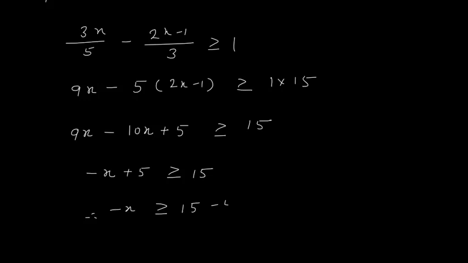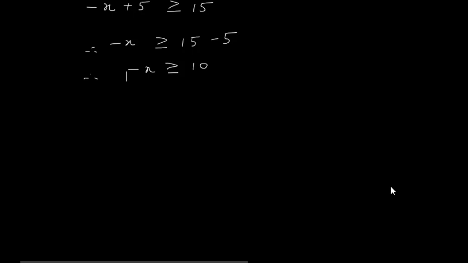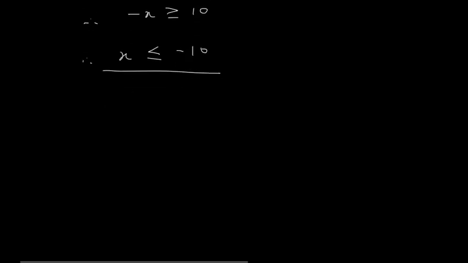Therefore we say that minus x is greater than or equal to 10. So minus x is greater than or equal to 10. Therefore you can say that x is less than or equal to minus 10. So x is less than or equal to minus 10. You have to change the sign of an inequation when you are dividing both the sides by a negative number.